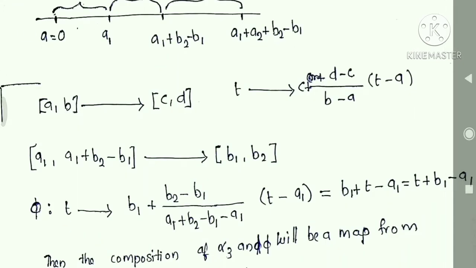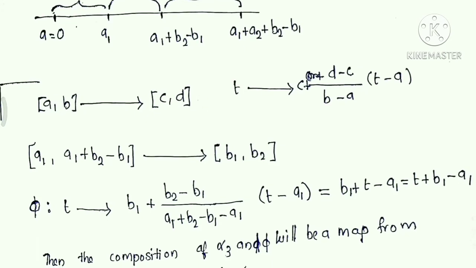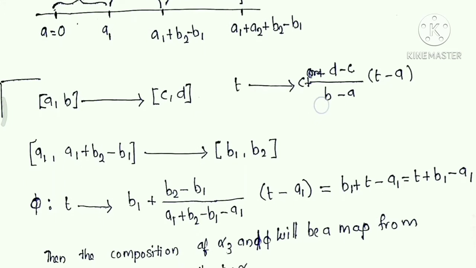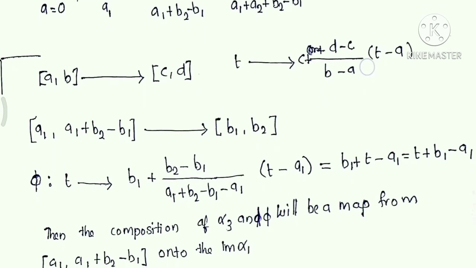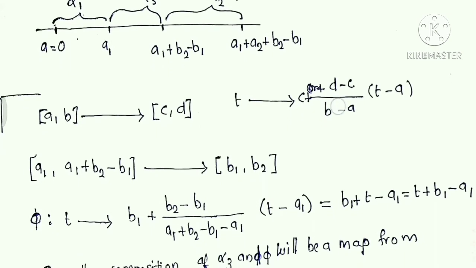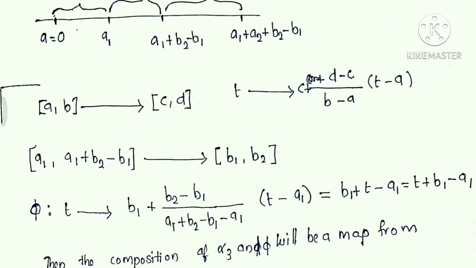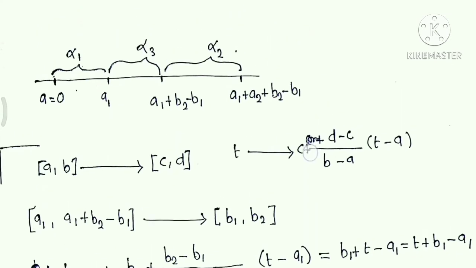Here we can identify the closed interval CD with the closed interval AB by using the map which maps T to the point C plus (D minus C) by (B minus A) into (T minus A). This map is a one-to-one onto continuous map from the closed interval AB into CD. By using this map, we reparameterize, that is, we change the domain of the curve.